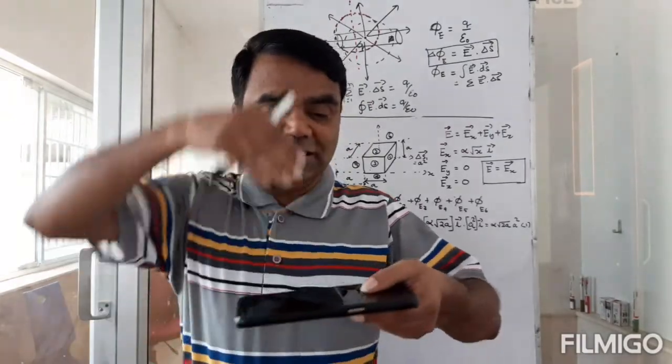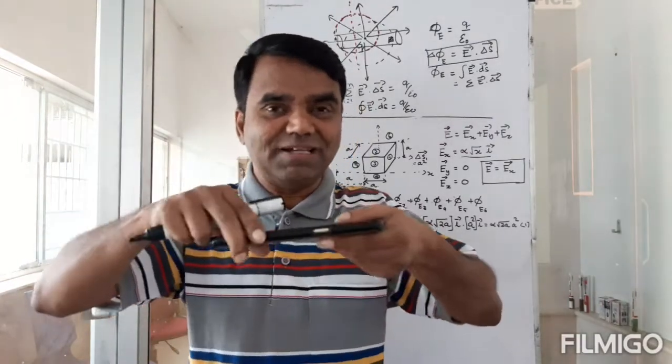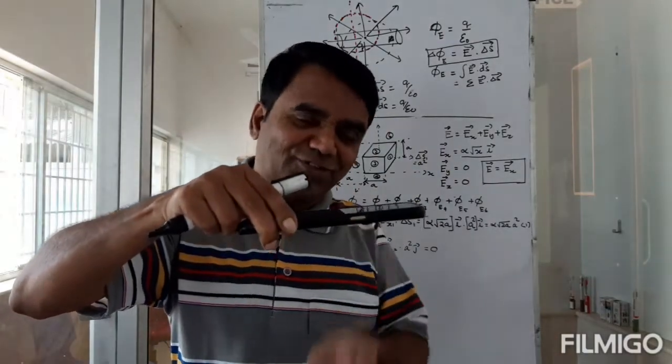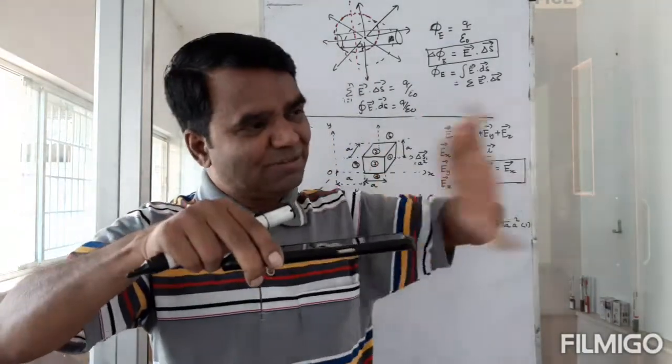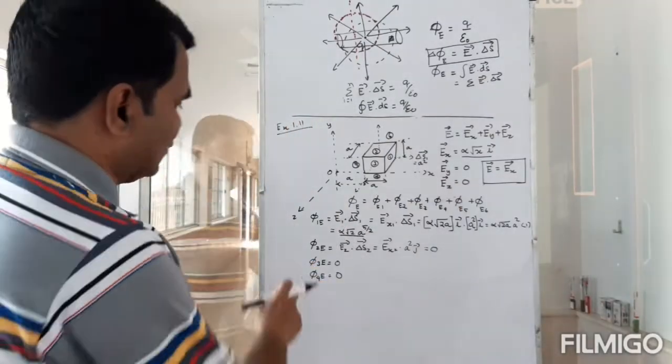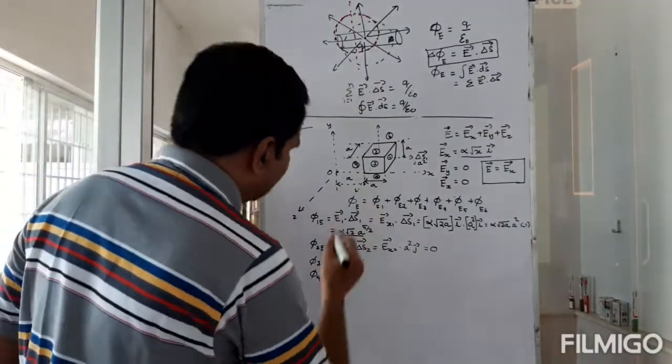Which is to say that there is no flux through this. You can imagine all the E's are like this, so there is nothing coming out of these surfaces. It's coming through this surface now. So phi for E is also 0. What about phi E?